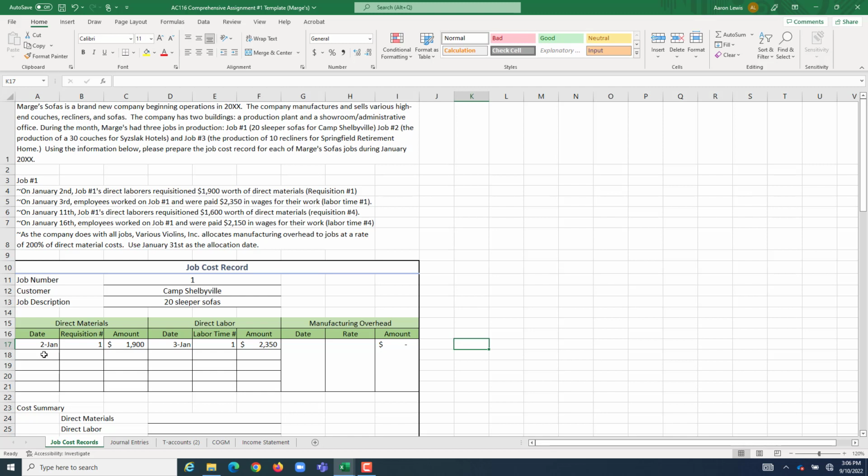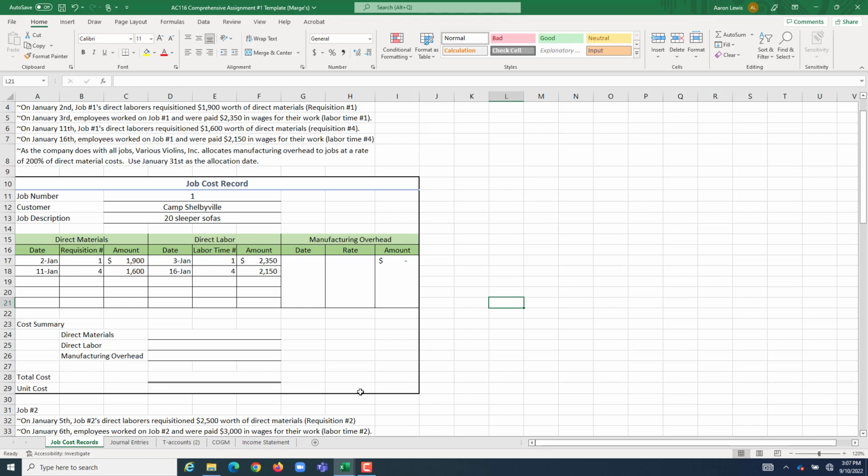Our third bullet tells us that on January 11th, direct laborers requisitioned an additional $1,600 worth of direct materials from storage for use in job number 1. This is requisition number 4, so let's put that $1,600 into our job cost record. And then for our last little bullet point right here, on January 16th, employees worked on job number 1 and they were paid $2,150 for their work. So on 1/16, in labor time record number 4, we're going to add another $2,150 worth of direct labor costs to the value of this job.